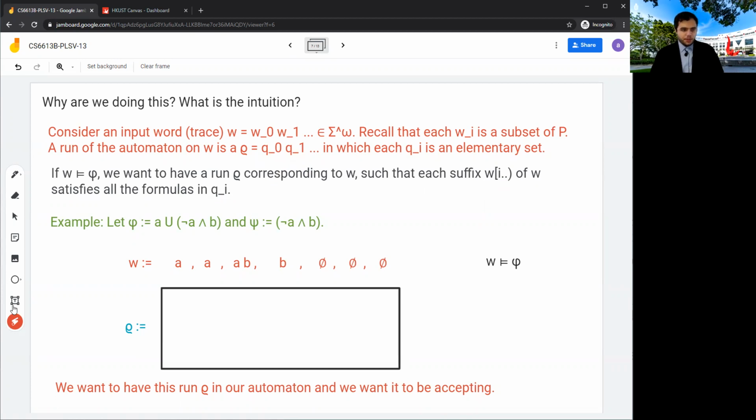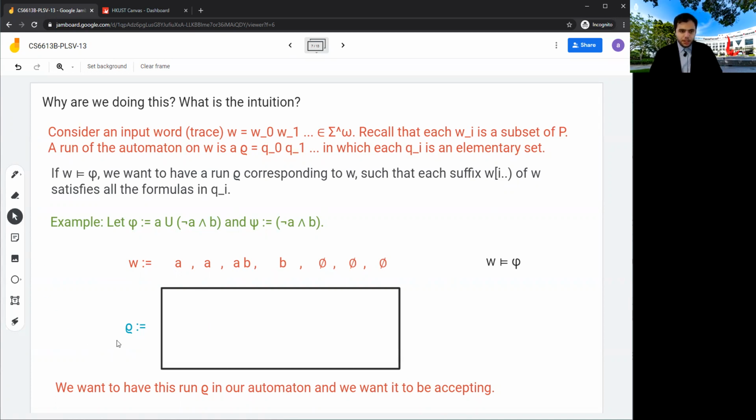Okay, so let me give you an example of this. Let's say that my formula phi is this, A until not A and B. And just to save space, let's say that I call this part of the formula psi. So psi is not A and B. And let's say that I have a run that actually satisfies this formula. So the run that I have here is A, B, B, and then just the empty set. So why does it satisfy this formula? Well, because we have A here until at this point, we don't have A and have B, right? So this is the point where the until is being satisfied.